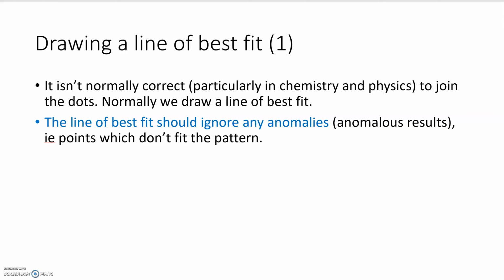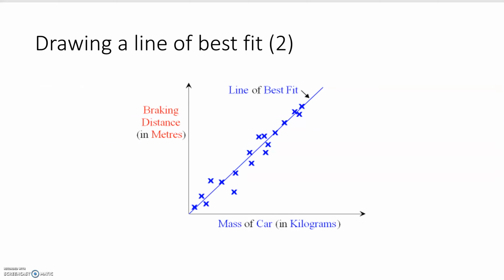Now, the words line of best fit confuse students because they assume it's dot to dot, because it's joining all the points. But in science, the line of best fit means the line that goes through most points, ignoring the anomalous data. The word anomalous means something that doesn't fit the pattern. So here you can see you have braking distance in metres and mass of car in kilograms, and the line of best fit goes through both sets of points rather than dot to dot, and has similar numbers of points which do not fall on the line on either side of your graph.